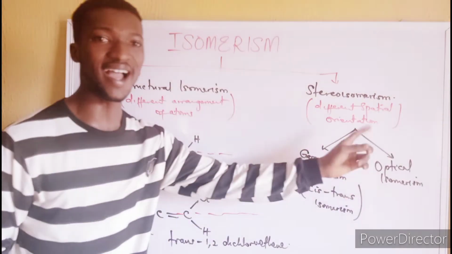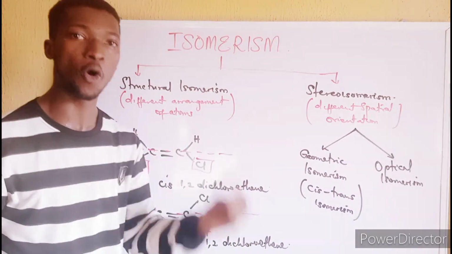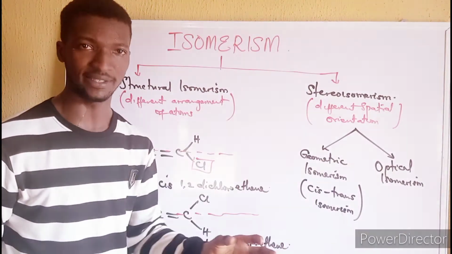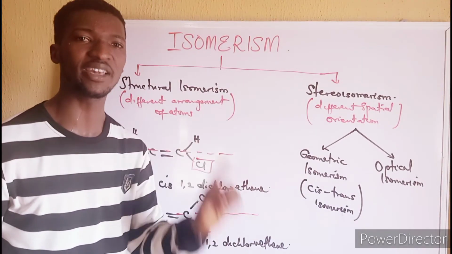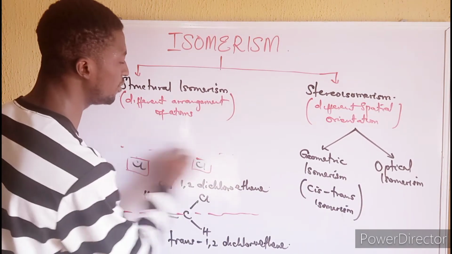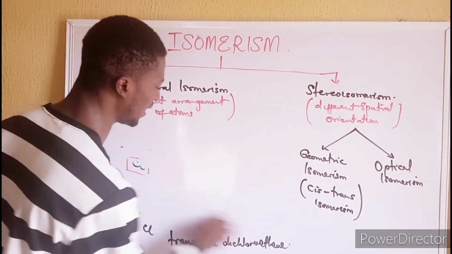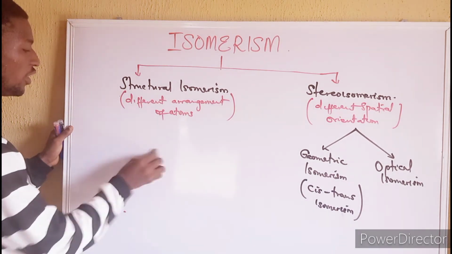Let's talk about optical isomerism. Optical isomerism is usually exhibited by compounds that are optically active. And before a compound can be optically active, it must have a chiral center. What do we mean by chiral center? A chiral center is a center carbon with different arrangement of atoms around it.